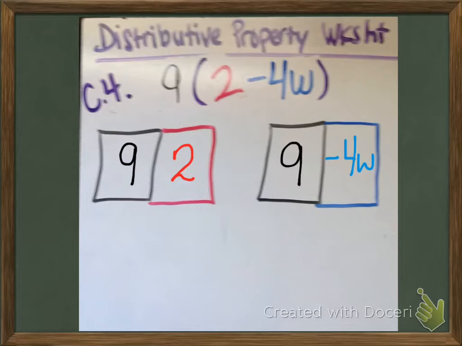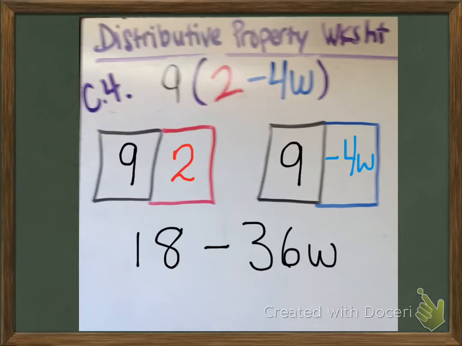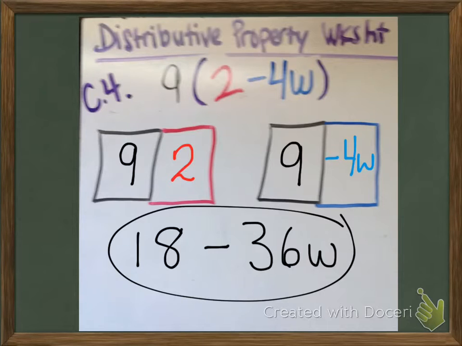Now solve it. A positive 9 times a positive 2 is a positive 18. A positive 9 times a negative 4w is a negative 36w. Your answer is 18 minus 36w.